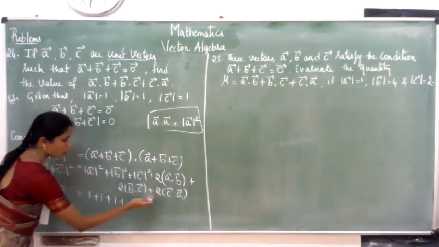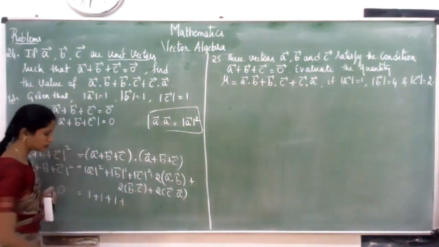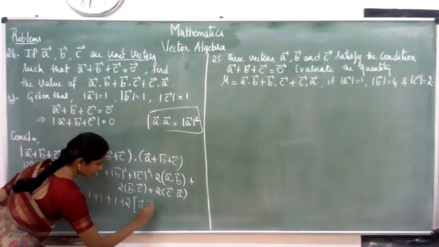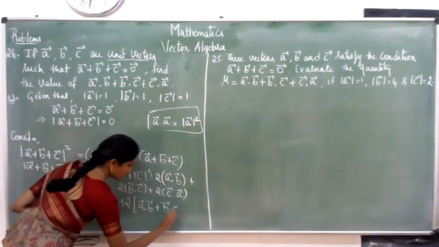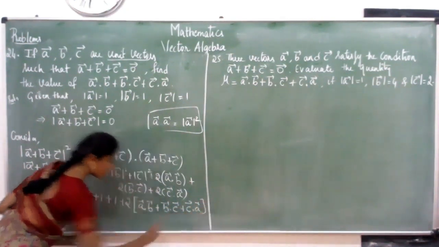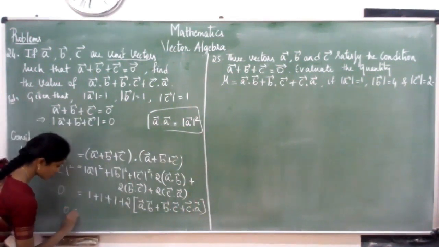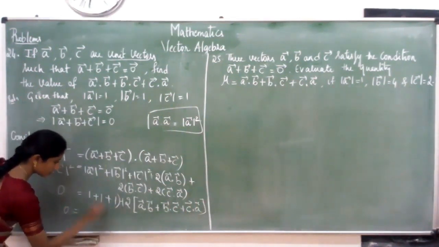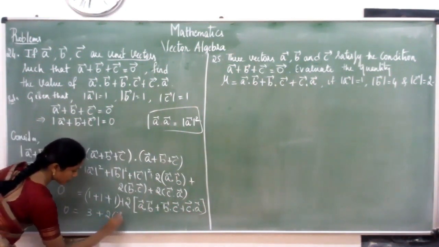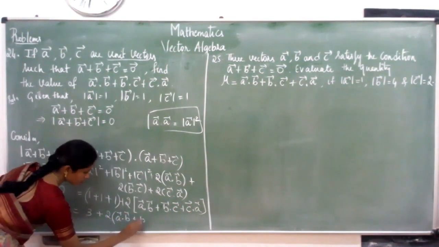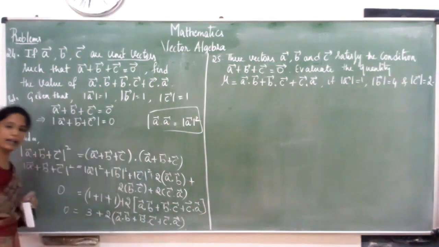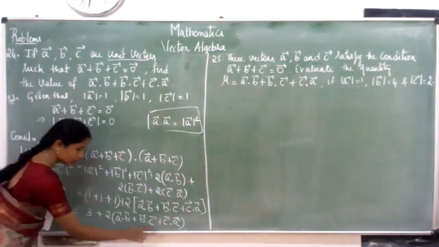So what I do is I take 2 common from these 3. Taking 2 common, I get vector A dot vector B plus vector B dot vector C plus vector C dot vector A. So this 0 is equal to this. When I add up these terms, this is 3 plus 2 times vector A dot vector B plus vector B dot vector C plus vector C dot vector A. So we need to find the value of this one.